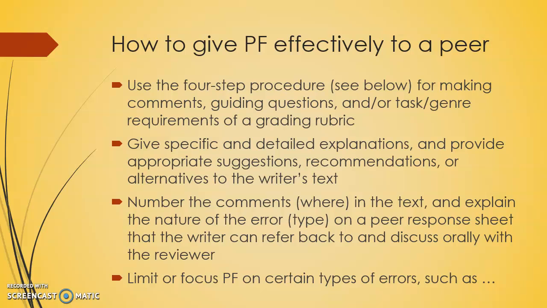How to give peer feedback effectively to a peer. Use the 4-step procedure for making comments, guiding questions, and or task genre requirements of a grading rubric. Give specific and detailed explanations and provide appropriate suggestions, recommendations, or alternatives to the writer's text. Number the comments in the text and explain the nature of the error on a peer response sheet that the writer can refer back to and discuss orally with the reviewer.